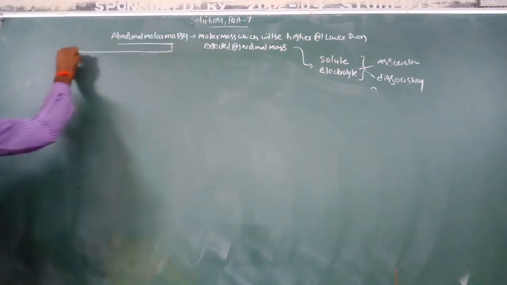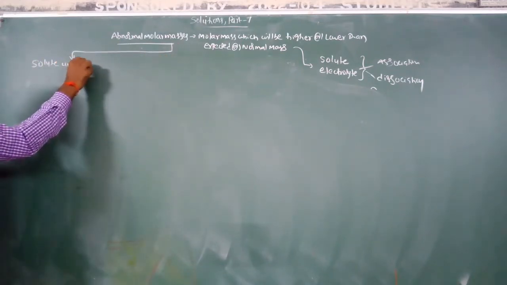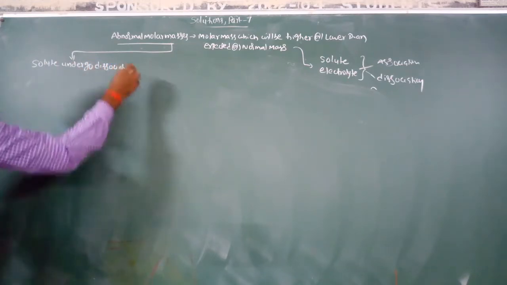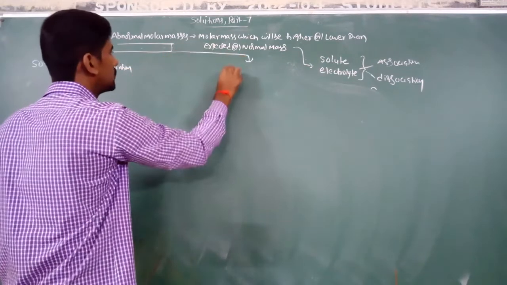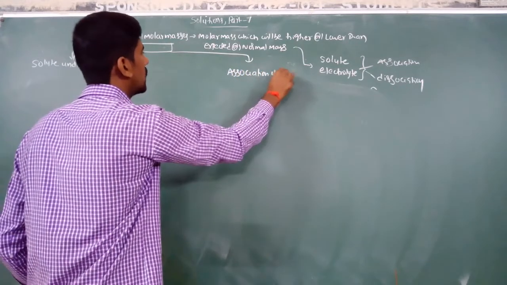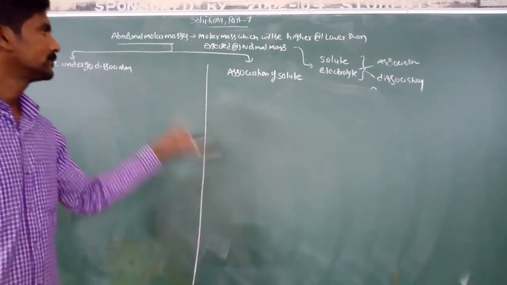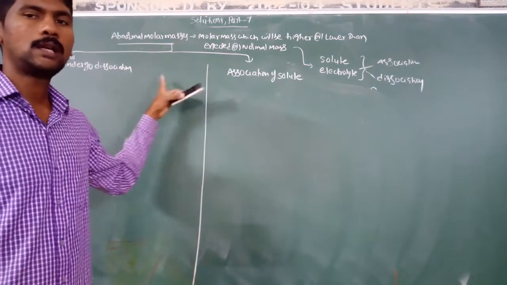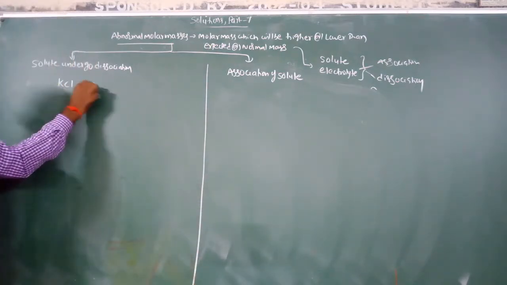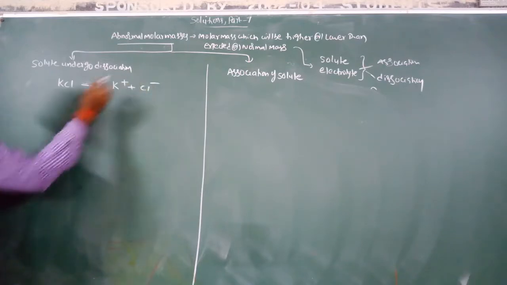If a solute undergoes dissociation, or if a solute undergoes association, what happens? For example, when KCl is dissolved in water, it splits into K plus and Cl minus ions.